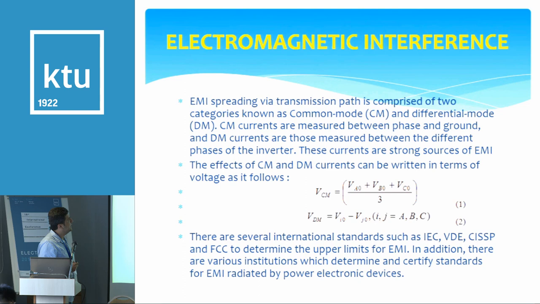Electromagnetic interference spreading via the transmission path comprises two categories. One is common mode (CM) and the other is differential mode. In common mode, currents are measured between phase and ground, but in differential mode, currents are measured between the different phases of the inverter. This one is ground and one phase, this one is two different phases. And these are the formulas of VCM and VDM.